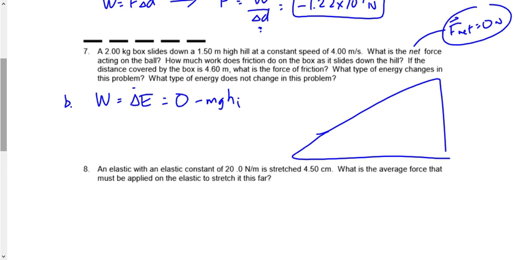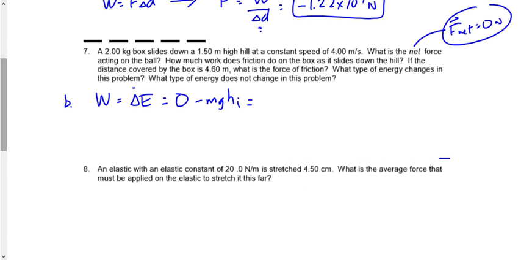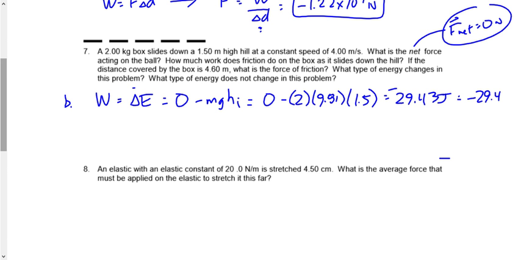Although to be honest, I think this way is going to be a little bit quicker here. Now there is kinetic energy as well, right? But it's constant speed, right? Kinetic energy is not changing, so let's not even include it if it's not changing here. Let's say W is equal to 0 minus, what do we got? 2 times 9.81 times the initial height of 1.5. And that gives me, I think, 29.4. Negative 29.43 joules, or negative 29.4 joules.